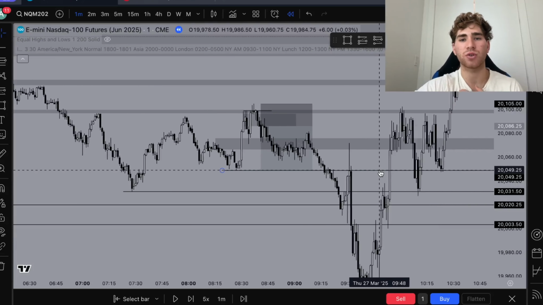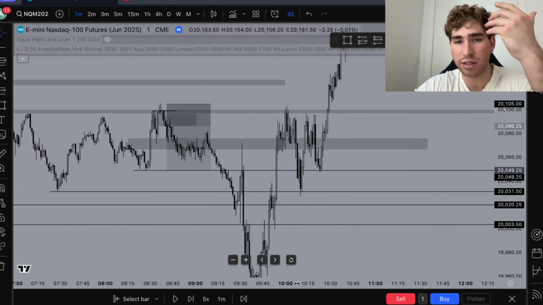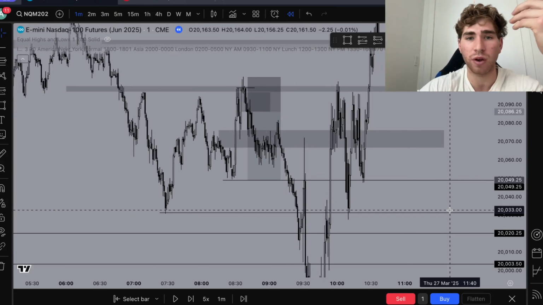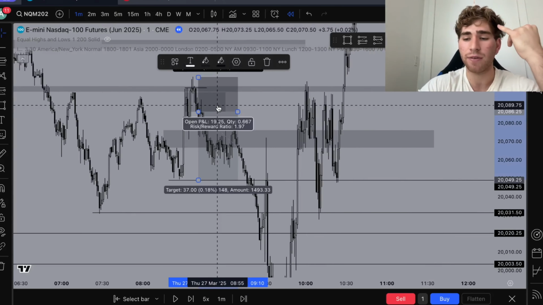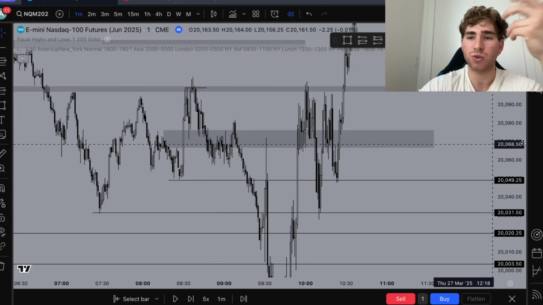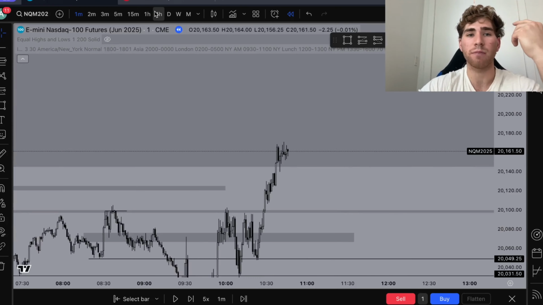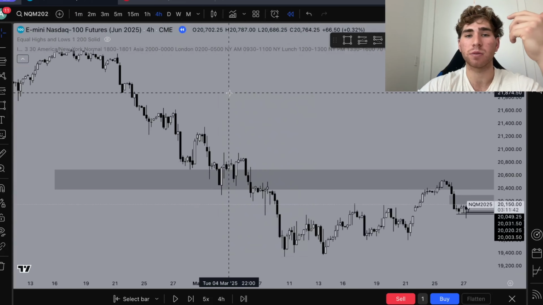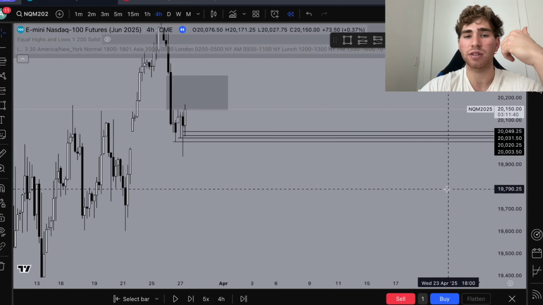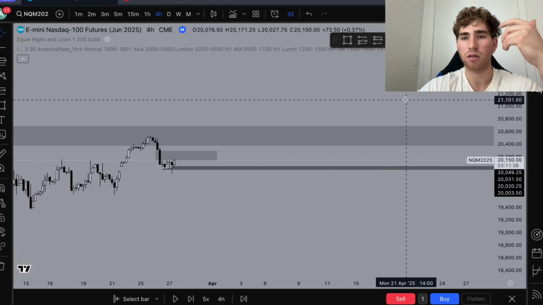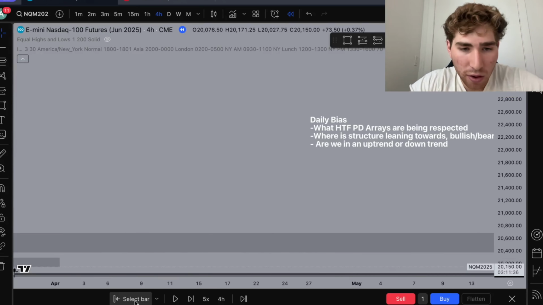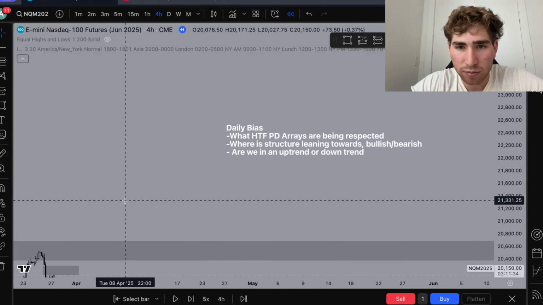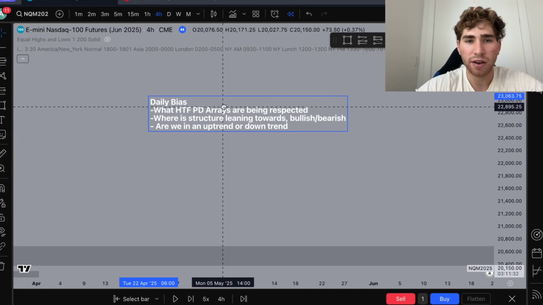That's kind of how I trade, how I taught you guys to find daily buys. That's why I was bearish, right? Rejecting higher time frame bearish PD arrays and disrespecting higher time frame bullish PD arrays. If I wanted to be bullish, I want to see price disrespect... Right, let me write this down for you guys. That's kind of how you find your daily bias, right?